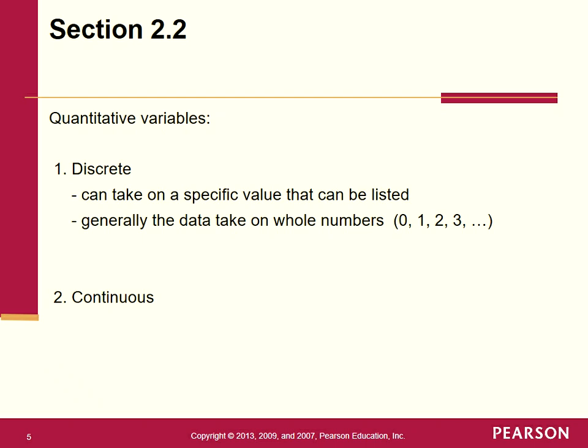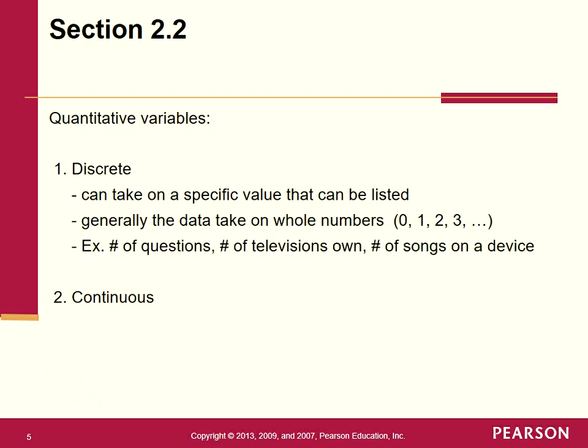Okay, but generally speaking, when we talk about discrete stuff, we're talking about things that take on the values of 0, 1, 2, 3, 4, 5, so on and so forth. Examples of this would be number of questions on an exam, number of televisions owned, number of songs on a device. Notice in English how we distinguish between discrete and continuous.